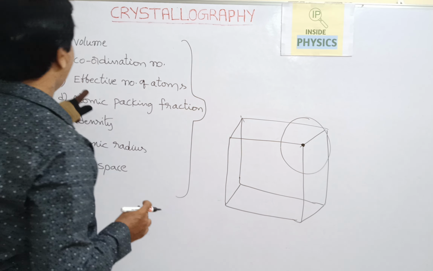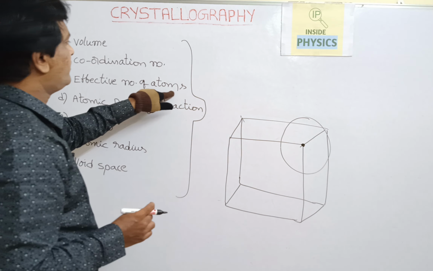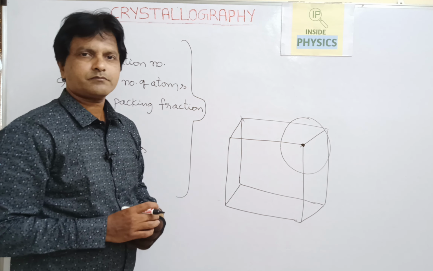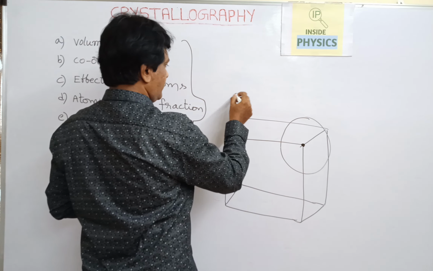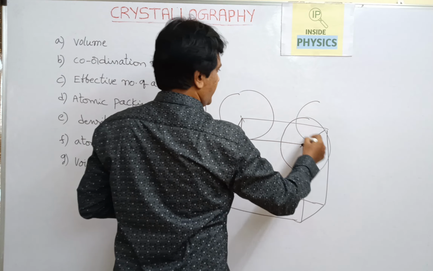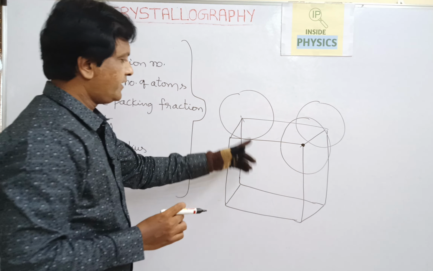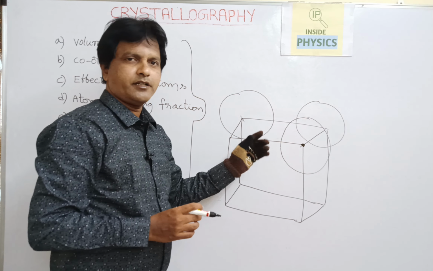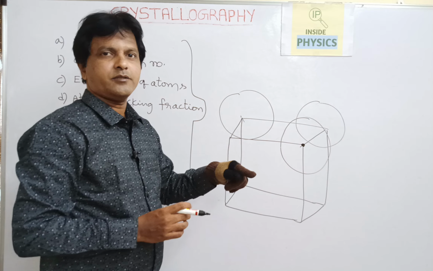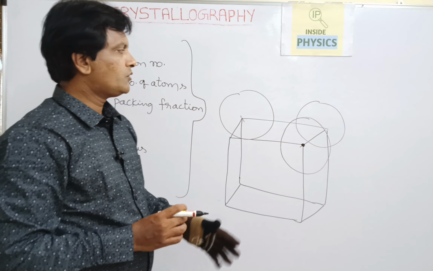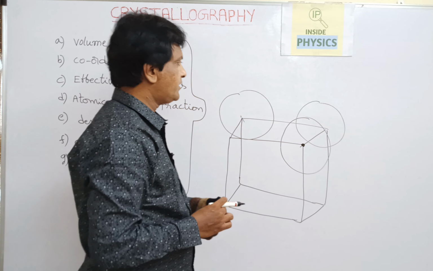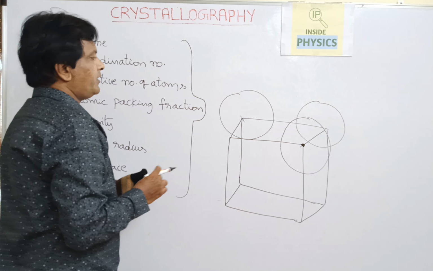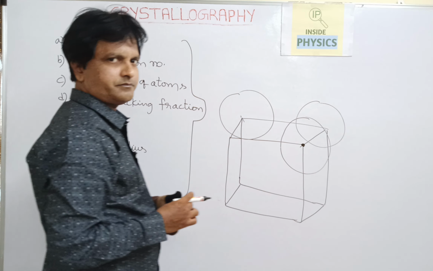So in that way, the effective number of atoms, how many? There are 8 corners, and there will be 8 atoms, and each atom contributes 1 by 8th part of its volume. So there are 8 atoms, each contributing 1 by 8. So the effective atomic number will be 1.